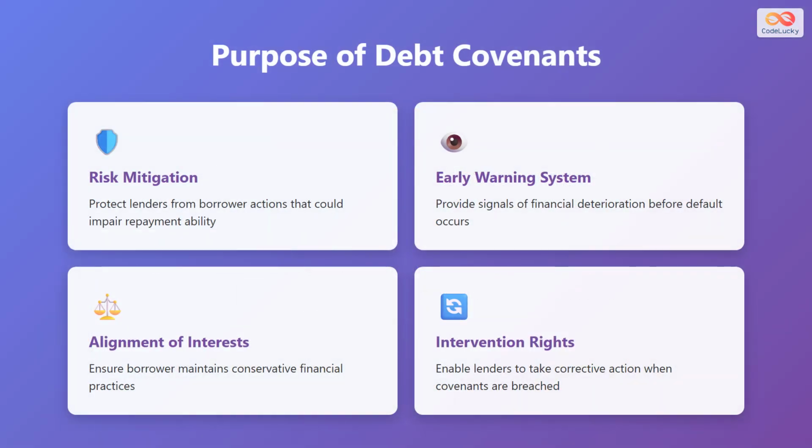Debt covenants serve four primary purposes. First, they provide risk mitigation by protecting lenders from borrower actions that could impair repayment ability. Second, they act as an early warning system, providing signals of financial deterioration before an actual default occurs. Third, they ensure alignment of interests by making sure the borrower maintains conservative financial practices that benefit both parties. Finally, they give lenders intervention rights, enabling them to take corrective action when covenants are breached. Together, these purposes create a framework that balances lender protection with borrower flexibility.